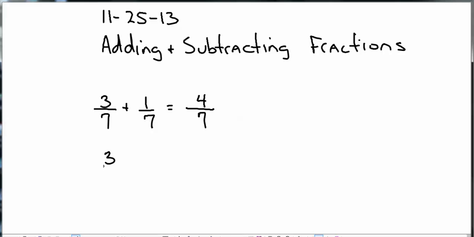If you had 3/5 minus 2/5, since the bottom is the same, you leave it the same and subtract the top. That's when it's addition and subtraction. We'll talk about multiplication and division tomorrow.